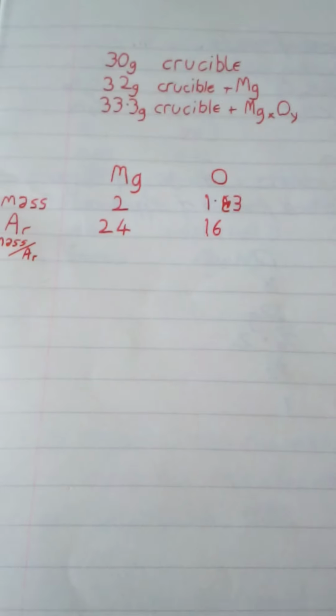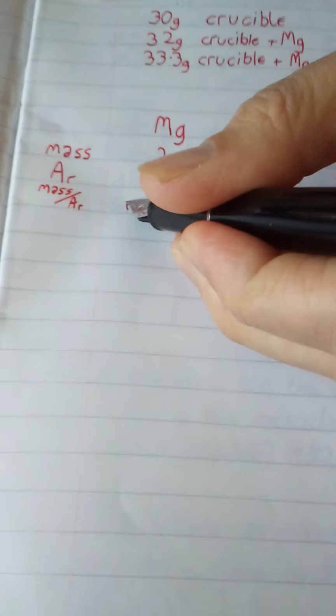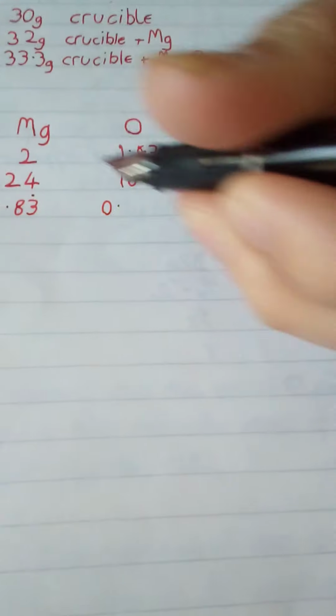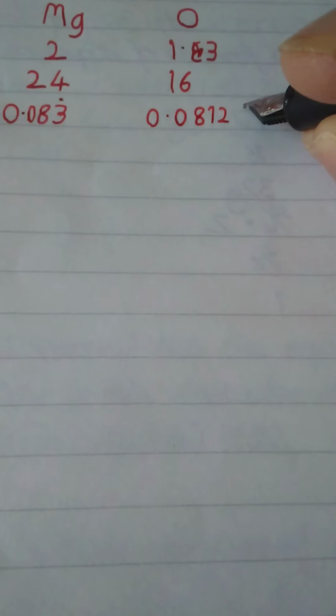Next thing is mass over the AR, which gives you something called the moles. Again, you don't need to know it if you're not higher tier. So on my calculator, 2 divided by 24, do it on your own calculator as well, is 0.083 recurring. 1.3 divided by 16 gives you 0.08125. Okay, now some of you will look at that and say, but they're almost identical, that's 1 to 1.